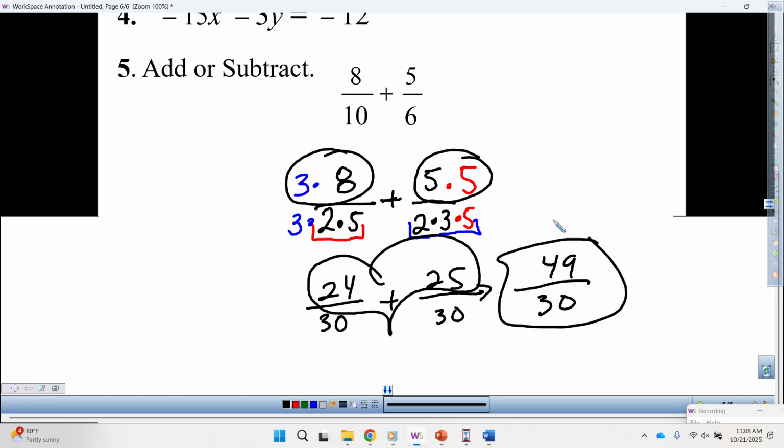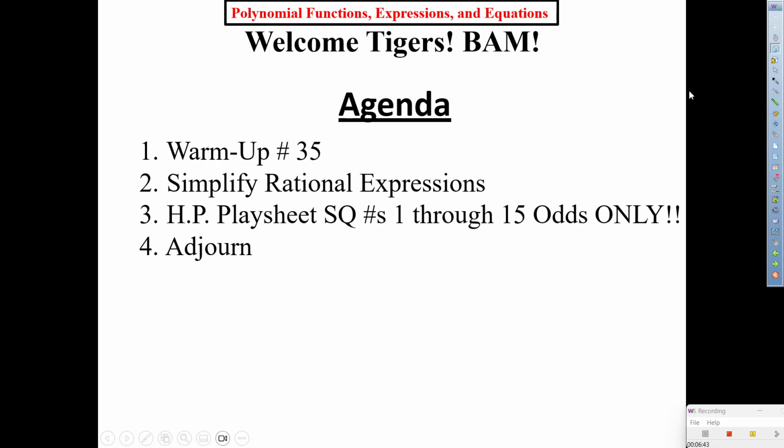Pretty straightforward, yes? All right, copy the agenda, please. Warm-up 35 is done. Simplify rational expressions. Tonight's home play sheet Super Q, numbers 1 through 15, odds only. Copy that, please.